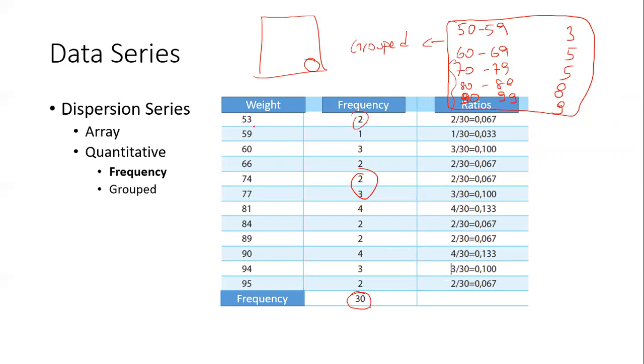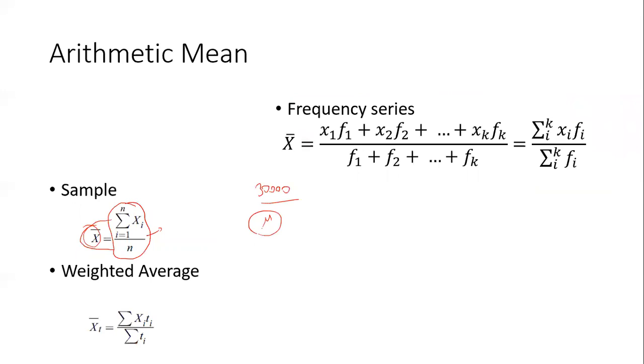Simply what you do is you just multiply 53 by 2 because you have two boxes of weight 53. You just multiply them, then multiply this, then multiply this, and so on and so forth, and then sum them up. And then divide it by 30. Okay. And this shows how you calculate the average of a frequency series: X1 times F1, X2 times F2, and so on, divided by the total frequency. So this is a frequency series.